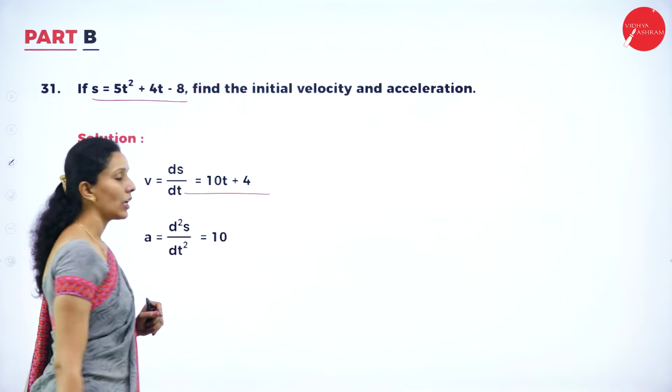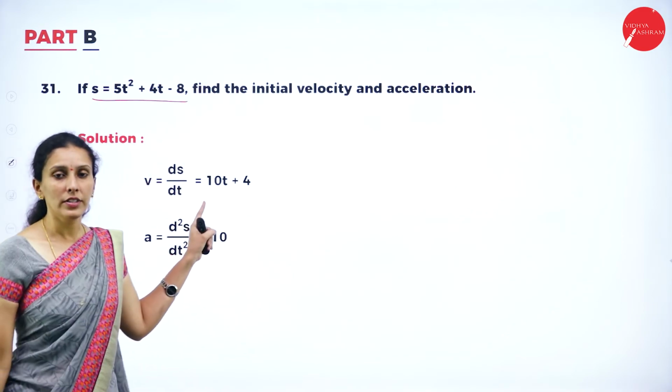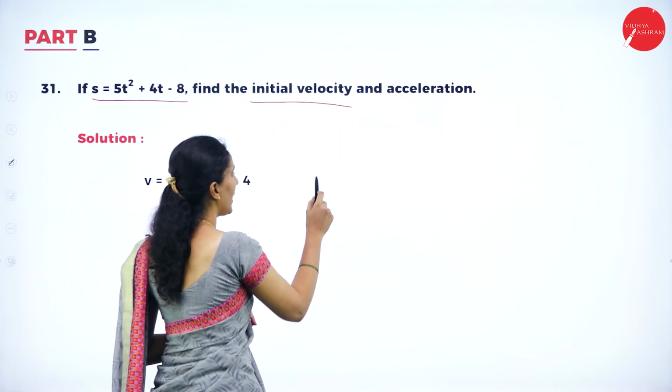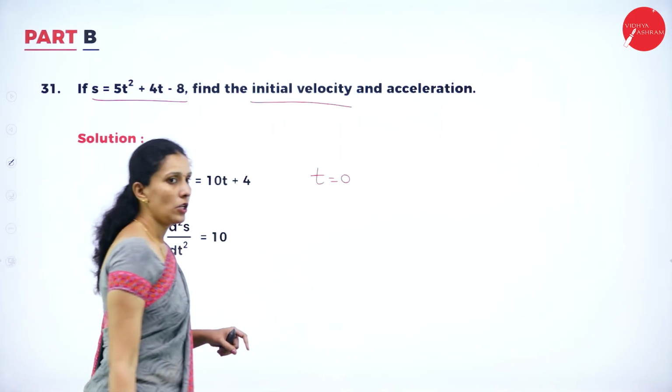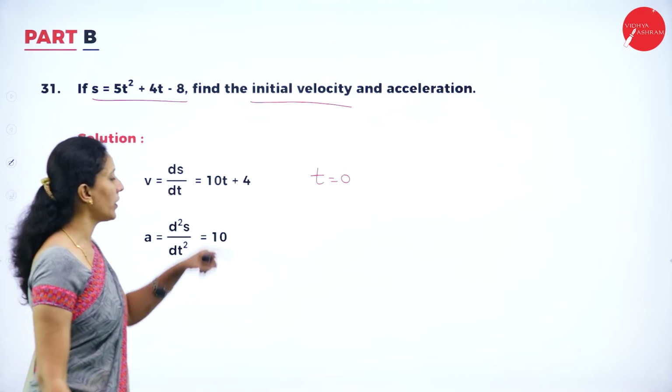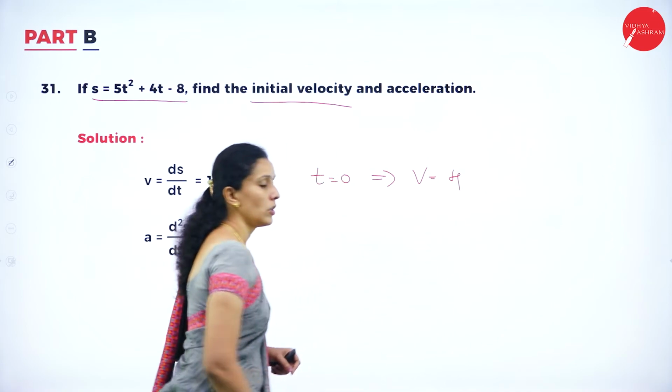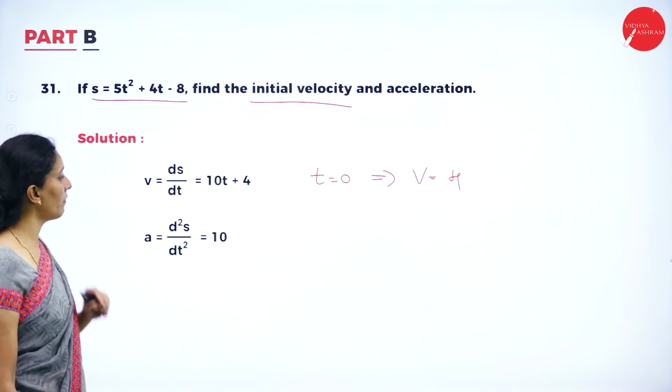So this is the velocity here. So initial velocity means we will take time as 0. So if you put t is equal to 0 here, this implies velocity is equal to 4. So this is the initial velocity.